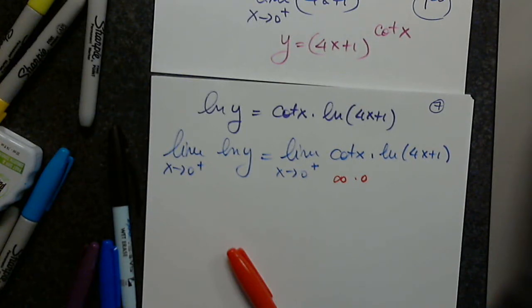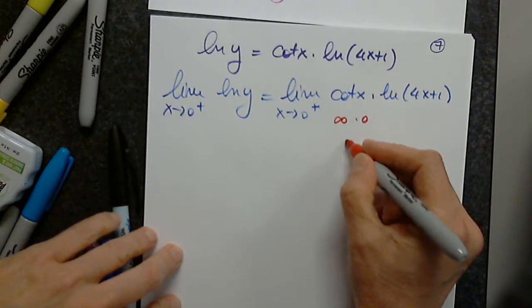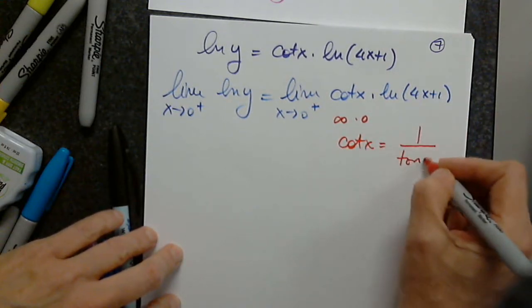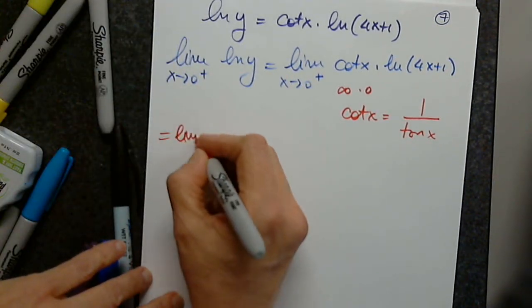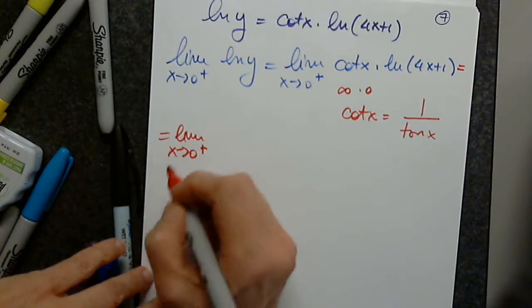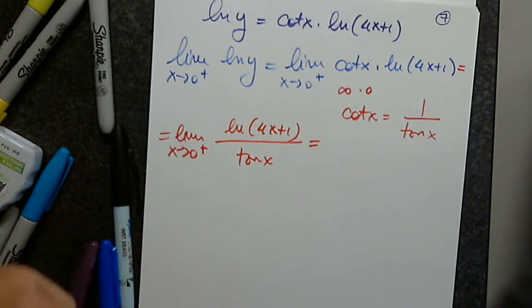Yes, but I prefer 1 over tangent, because I don't want a product. I don't want to have a product and also a denominator. So this cotangent x is the same as 1 over tangent x. That's what I want. So I want then limit as x approaches 0 from the right of natural log of 4x plus 1 over tangent x. I'm hoping now that this is 0 over 0, or infinity over infinity, if that's the case. But it's a ratio. It's no longer a product. It's no longer a power. So it's a ratio, and I'm hoping that this is 0 over 0 now.